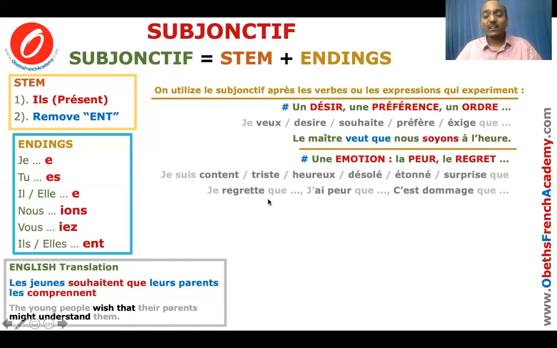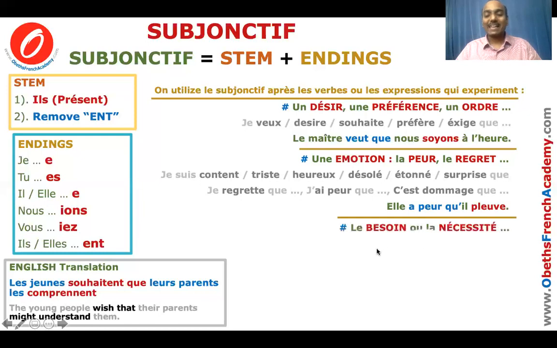What is je regrette que? I regret that. J'ai peur que, I'm afraid that. C'est dommage que, it's a pity that. For example, elle a peur qu'il pleuve. Can you see the verb pleuvoir? It's conjugated in subjunctive tense because it is placed after an expression that talks about an emotion. She is afraid that it might rain.